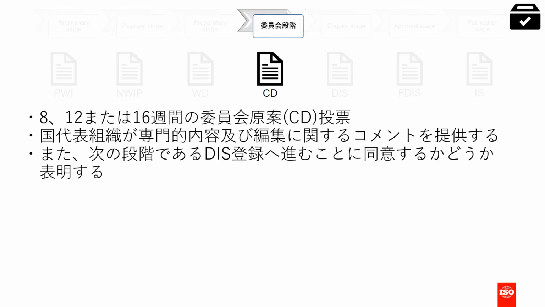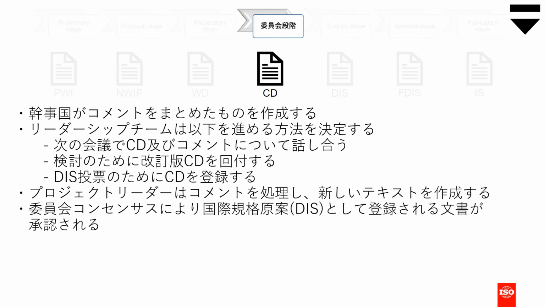Then the national bodies provide comments, both technical and editorial, and indicate whether they agree to move to DIS. After the ballot has ended, the Secretary then compiles all the comments and the committee leadership decides on the next step, which might be to discuss the committee draft at another meeting, revise the committee draft for another ballot, or register it for the DIS ballot. It's the responsibility of the project leader to show how the comments have been resolved and to prepare a new draft for the next stage.